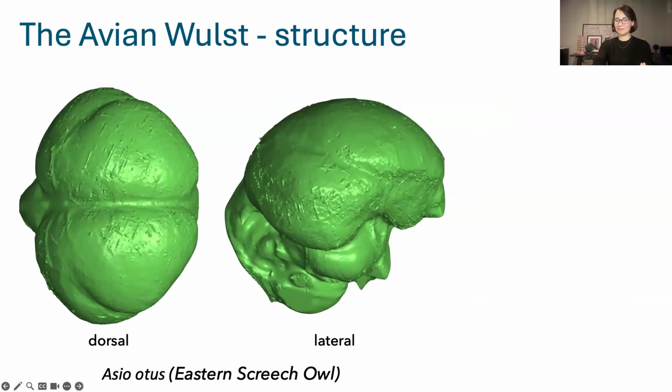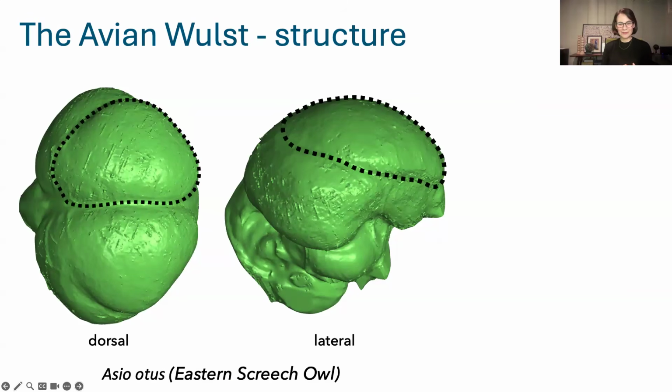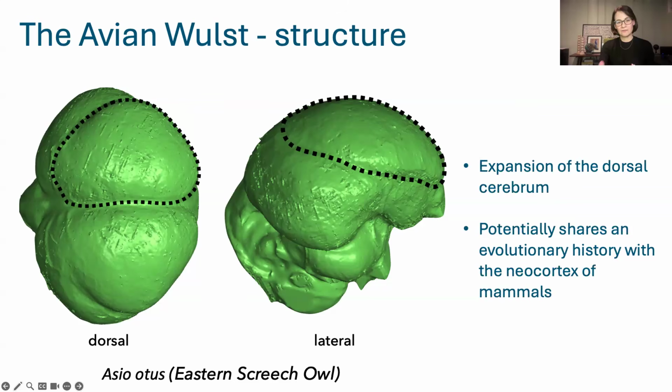Wulst is a German word, as you may have guessed, and it means bump or bulge. It's this expansion of the top of the cerebrum in birds. The Wulst develops from the same part of the cerebrum that the neocortex develops from in mammals, so it probably shares a deep evolutionary history with the neocortex.